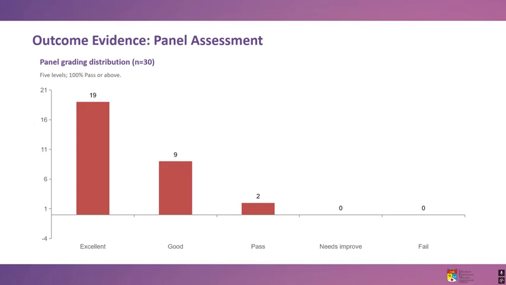The second outcome's evidence comes from panel grading. After the final presentation, the panel used the rubric to grade all 13 students' series. All students achieved pass or above. The results are excellent 19, good 9, pass 2. This supports the improvement from an external view, not only my personal judgment.